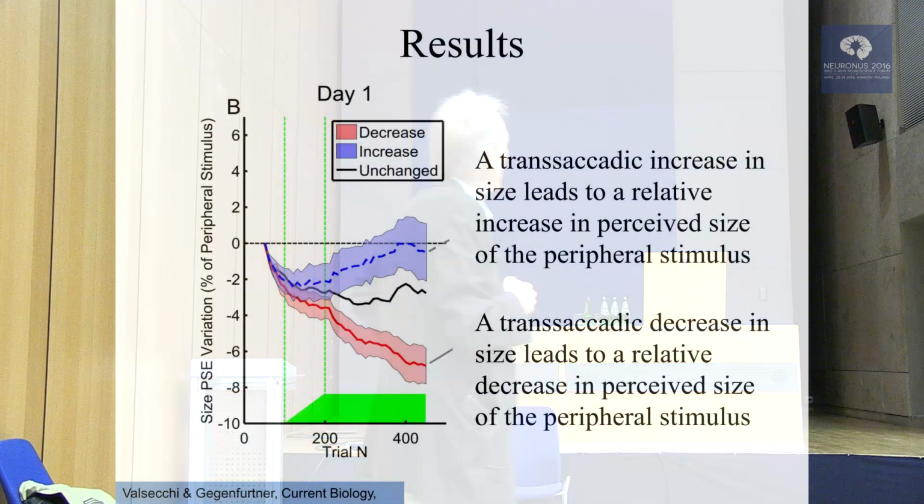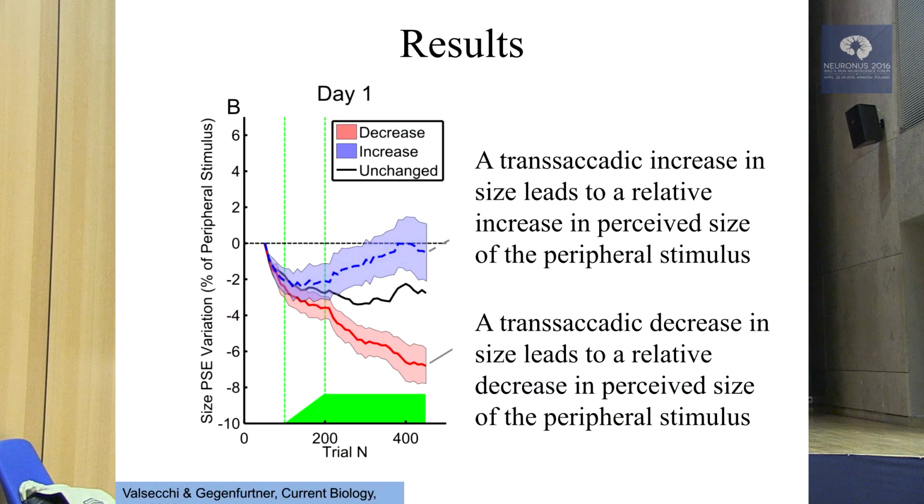And the results are shown here in this slide. These are the experimental trials, and here's basically the perceived relative size of the peripheral stimulus. And we had 3 groups of observers. For one group of observers, nothing ever changed throughout the experiments. That's the black line. For the other 2 groups, the first 100 trials just started out as for the control group. Nothing happened, and we just measured a baseline.